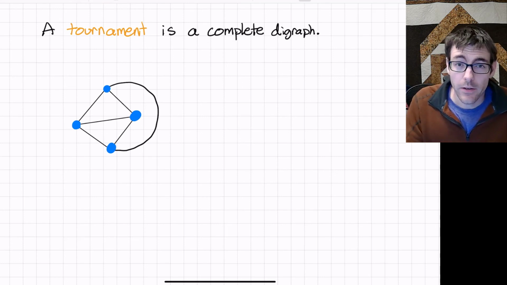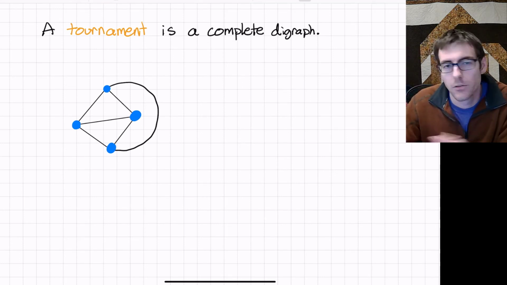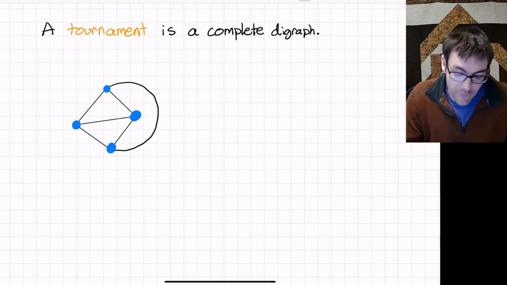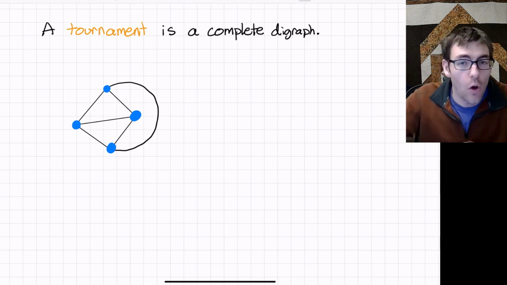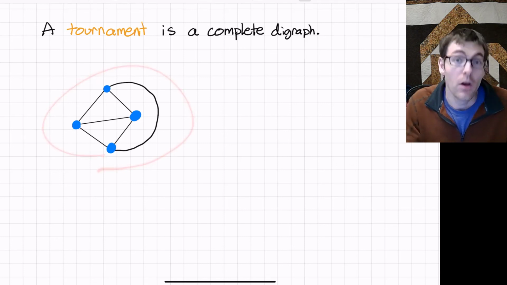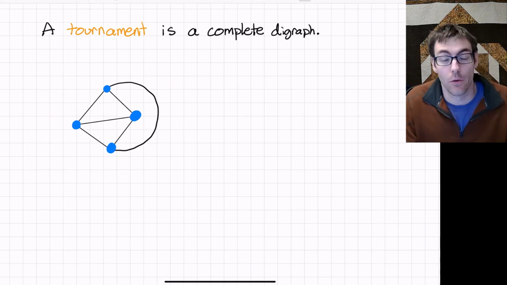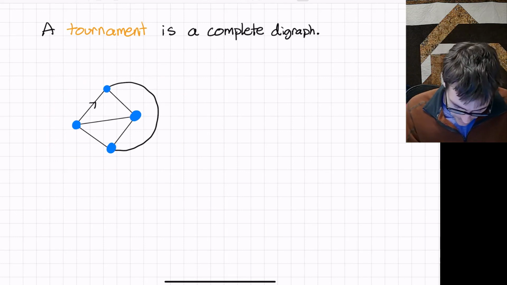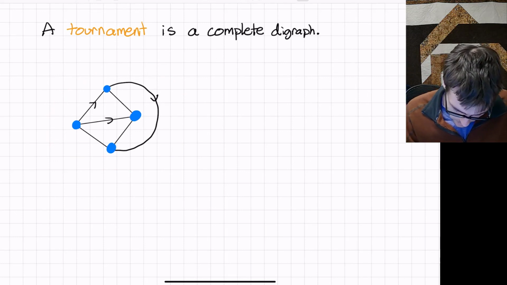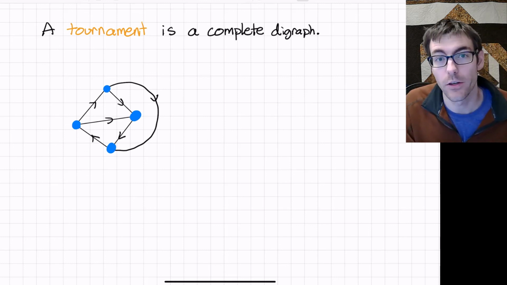Last definition here, a tournament is a complete directed graph. So remember, complete means that however many vertices we have, we include all of the edges between those vertices. So here is the complete graph with 4 vertices. And digraph just means that we put arrows on them. So this is a complete graph, but if I give it arrows, if I add a direction to each of the edges, I now have a tournament.